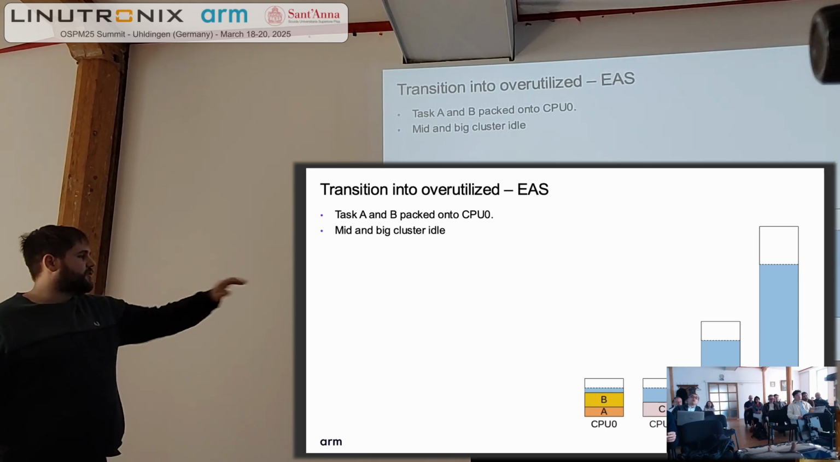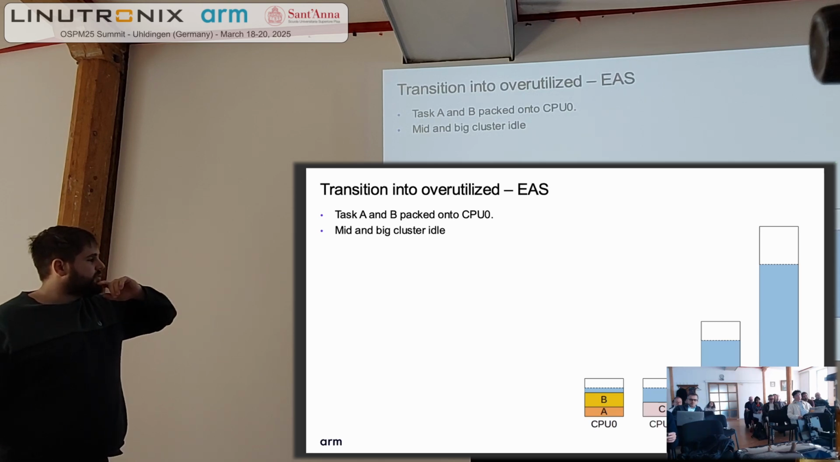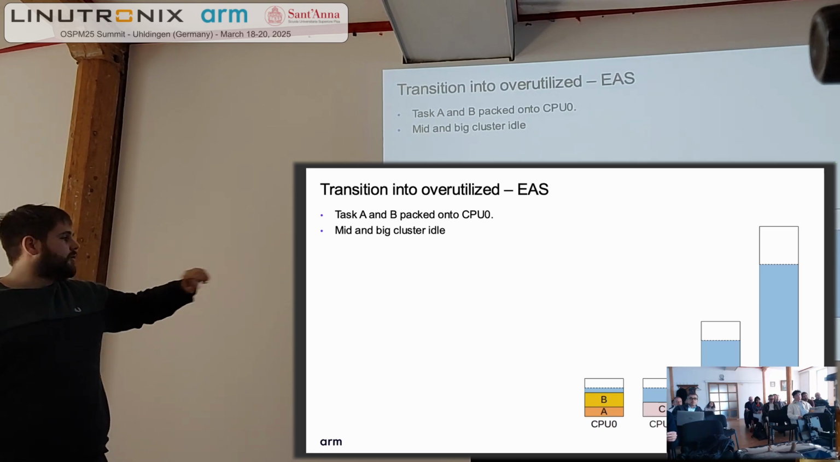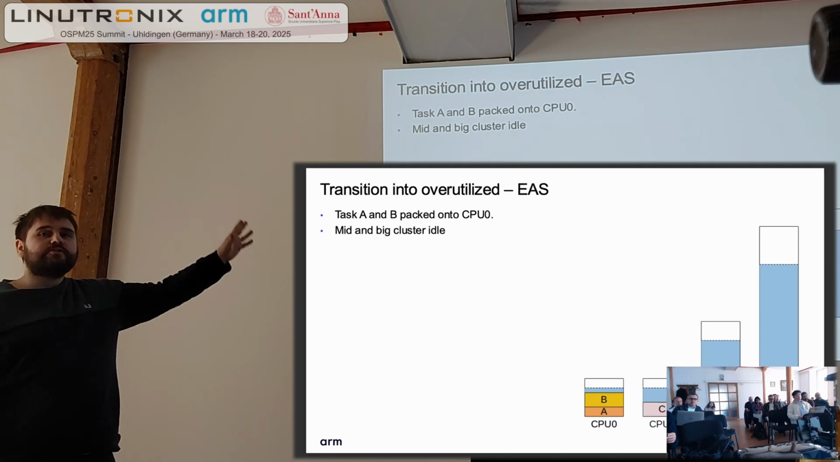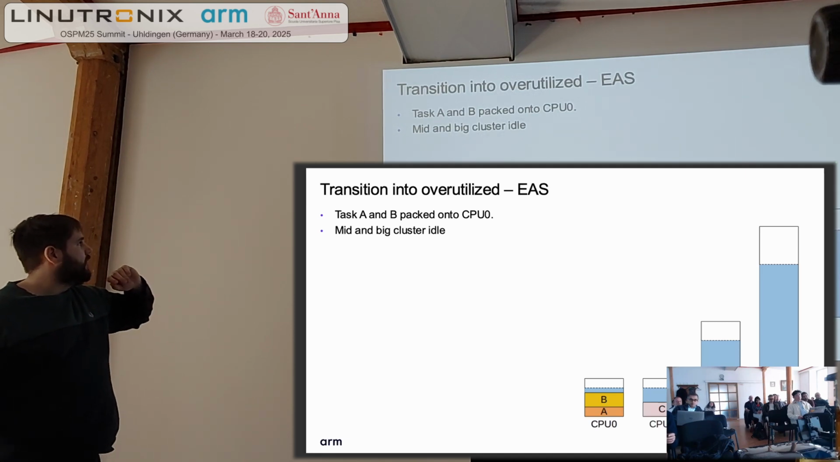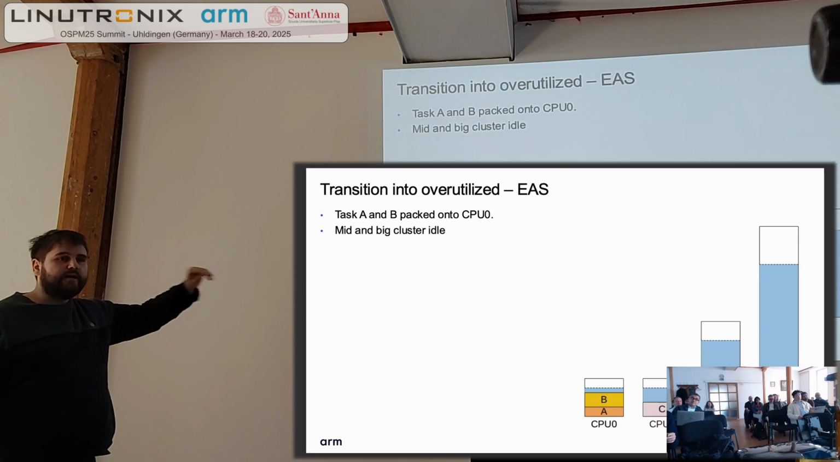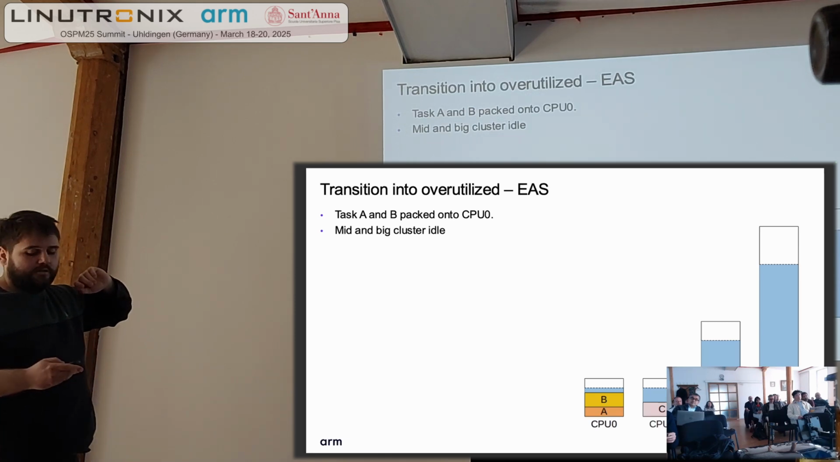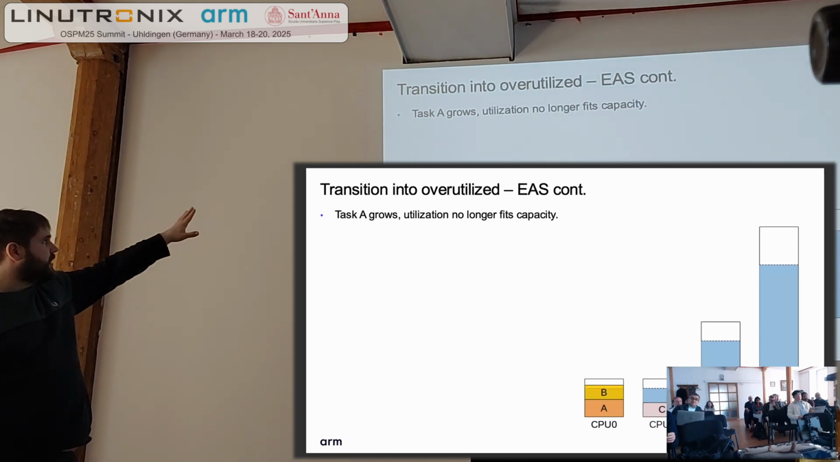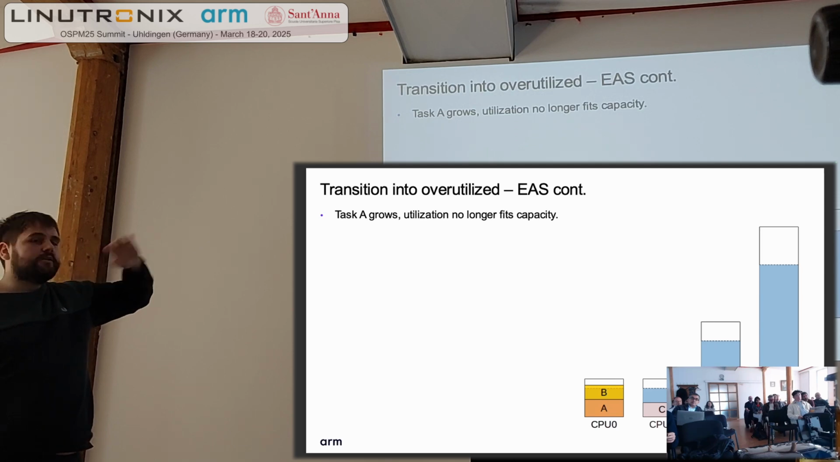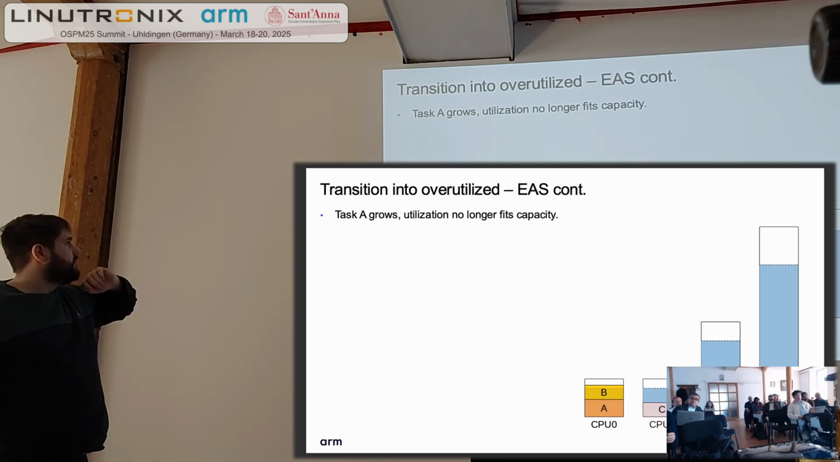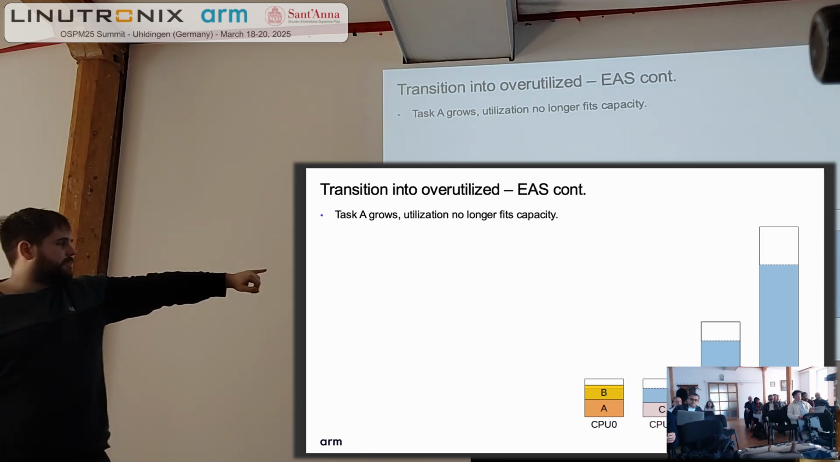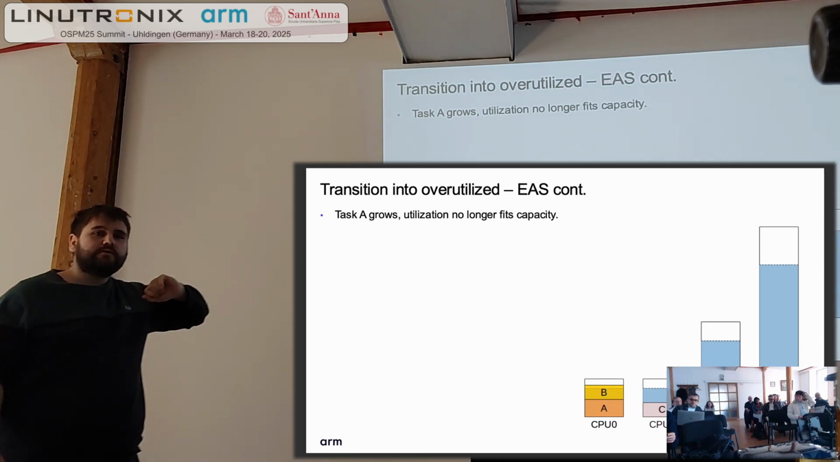So this is a typical EAS placement. The little is much more efficient. We have 3 tasks, A and B on CPU 0 and C on CPU 1, and you can see how much utilization we think they have. The mid and big are less energy efficient, so they are kept idle by EAS. So let's say task A grows. It's currently running, its util_avg increased. And now, here it still fits capacity, but it's over the overutilization threshold.